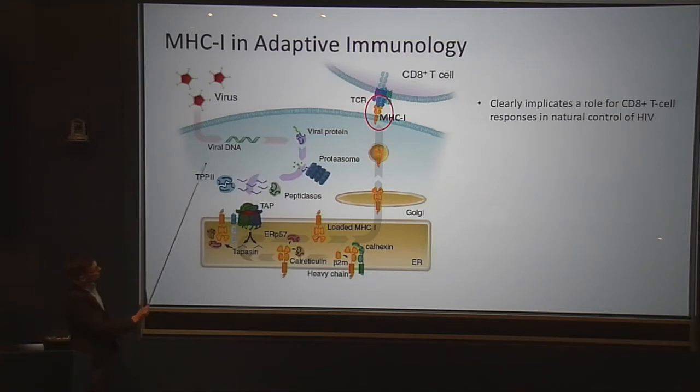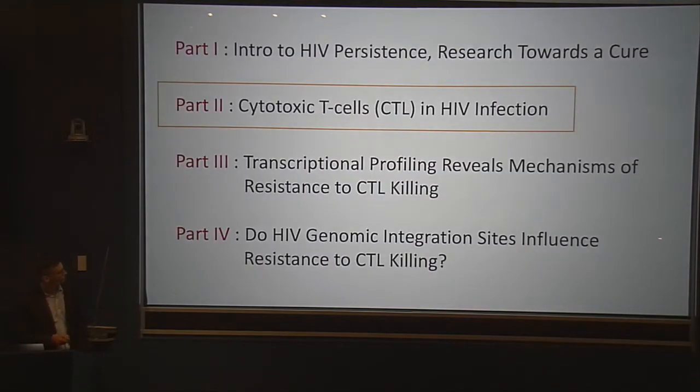So the virus comes in, the viral proteins start being produced. This is presented on MHC1, the CD8 T cell sees it and kills it. So since that genetic hit is associated with elite control, it really makes a pretty strong case, an extremely strong case, that CD8 T cells are important in this process.